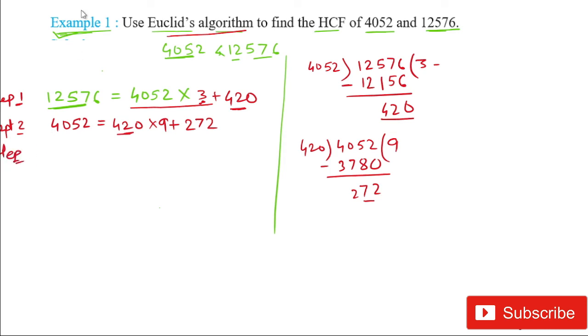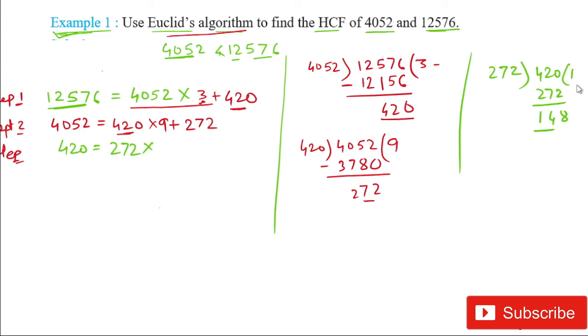So here in the next step we'll take step 3. Step 3, we'll change the color. Now in step 3 the dividend will be 420 and our divisor will be 272. We'll divide 420 by 272. It is 1 time 272. 10 minus 2 is 8. Here 1. 11 minus 7 is 4. And 3 minus 2 will be 1. So here quotient is 1. We will multiply by 1 plus we have again the remainder 148.